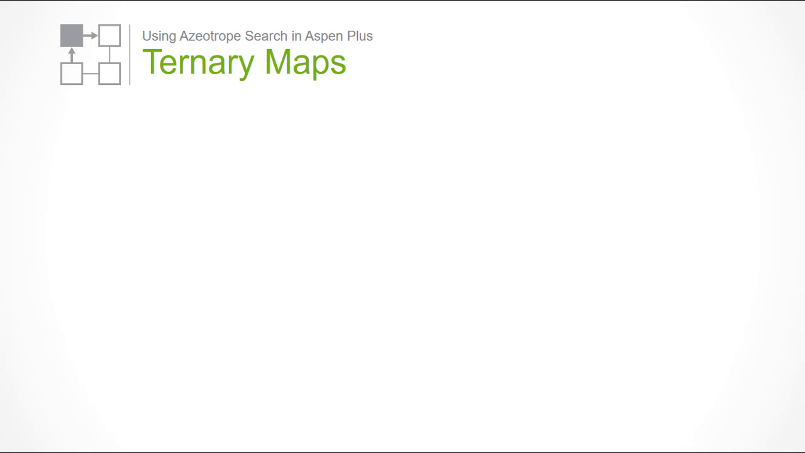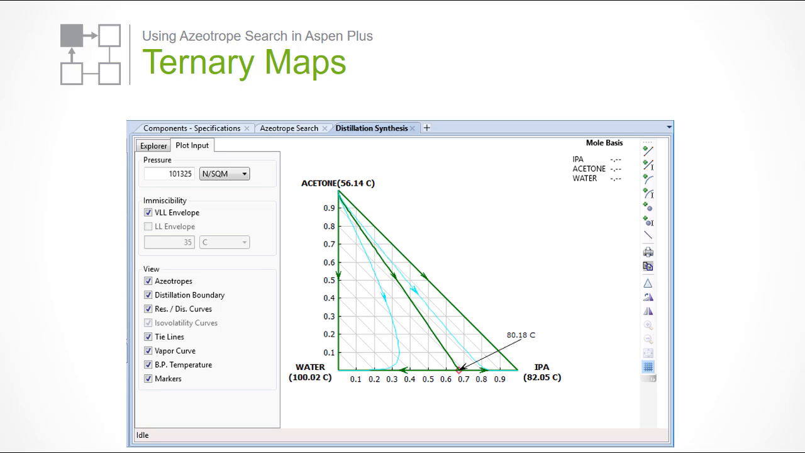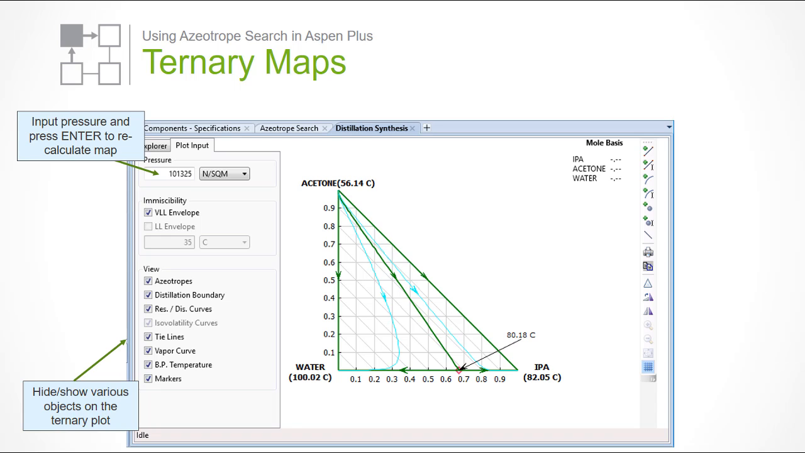Properties Environment Analysis group. The typical plot is like this figure. On the left side, you can input the desired pressure and then press Enter to recalculate the map. The View panel allows us to hide or show various objects on the ternary plot, such as azeotropes and distillation boundaries. The three peaks of the ternary plot show the boiling point of pure components.